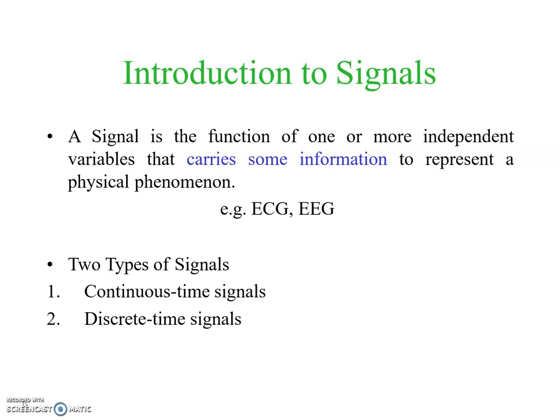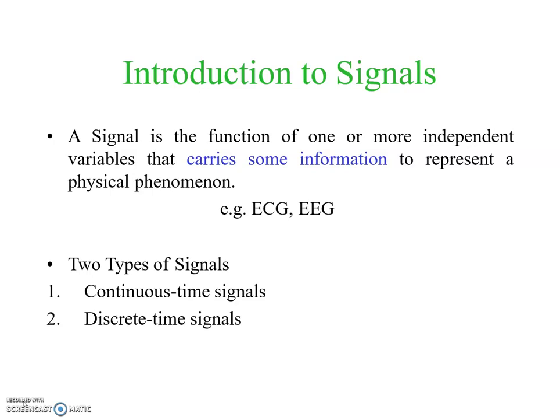First, we are going to see the definition of a signal. A signal is nothing but a physical quantity which varies with respect to one or more independent variables. Mostly, we take the independent variable as time. A signal is a function of one or more independent variables that conveys some information to represent a physical phenomenon. Examples of signals are ECG, EEG, speech signal, audio signal, and video signal. There are many signals out there.